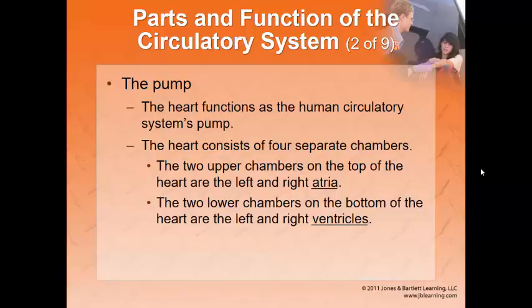For instance, the heart. The heart is the pump. If it fails, then that's the circulation, the blood in those vessels no longer gets pumped around. Oxygen no longer gets delivered to the tissues. The heart consists of 4 separate chambers. The 2 upper chambers are called the atria, and the 2 lower chambers are called the ventricles.